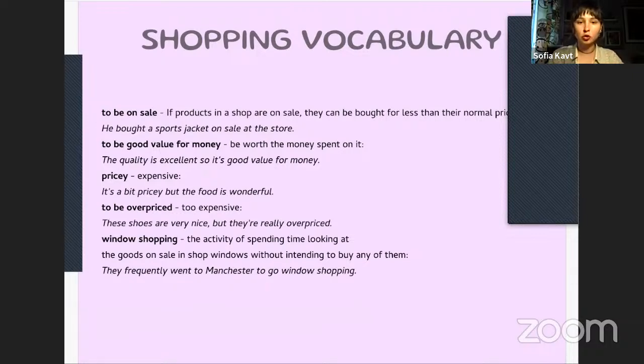So the next expression is to be on sale. So if a product in a shop is on sale, it can be bought at a lower price than their regular price. In other words, this product can be bought at a discount if it is on sale. If a product is good value for money, it is worth spending, it is worth the money that you have spent on it. So it means that the quality of this product matches its price perfectly.